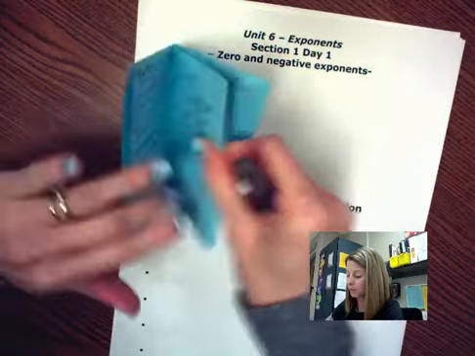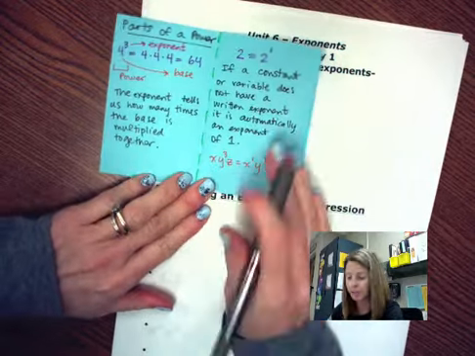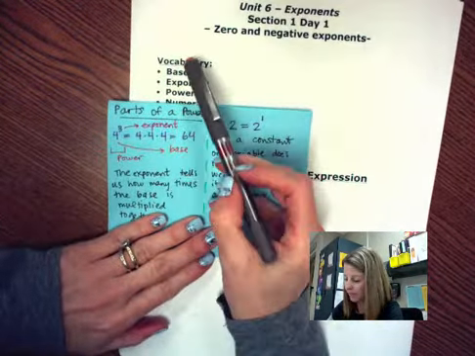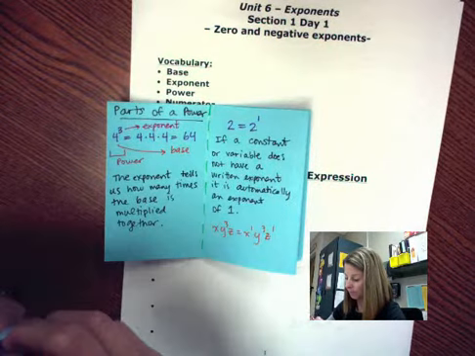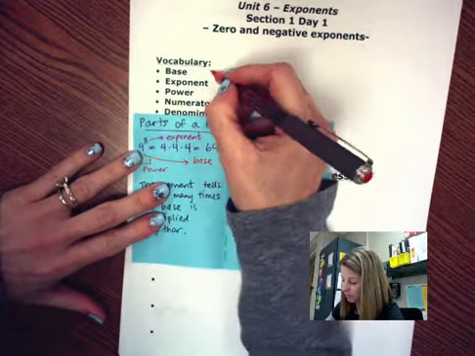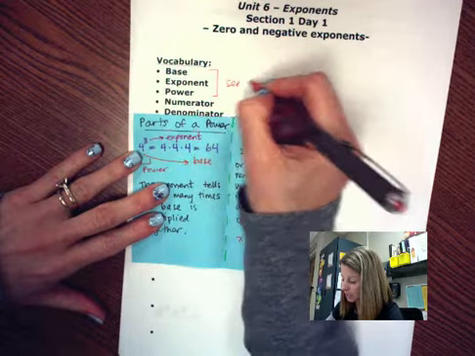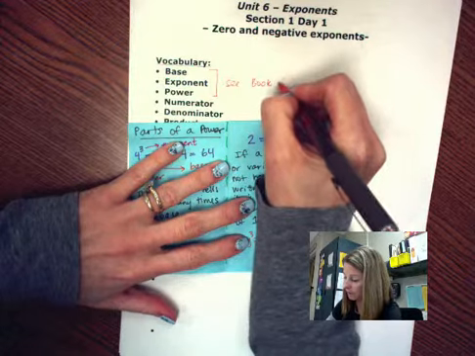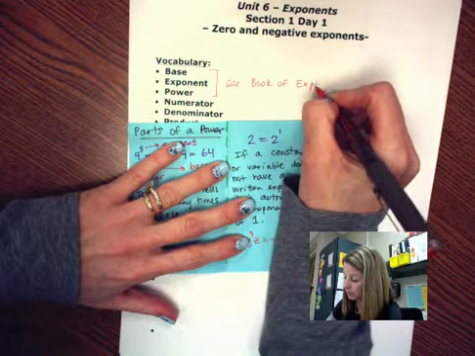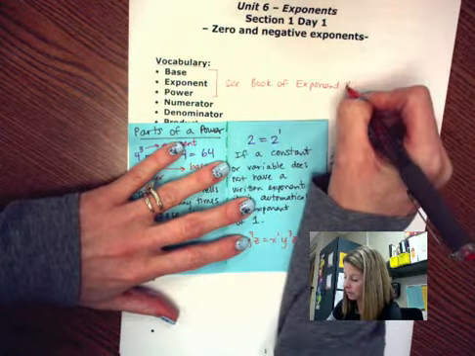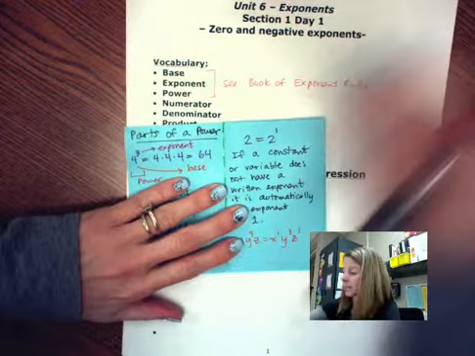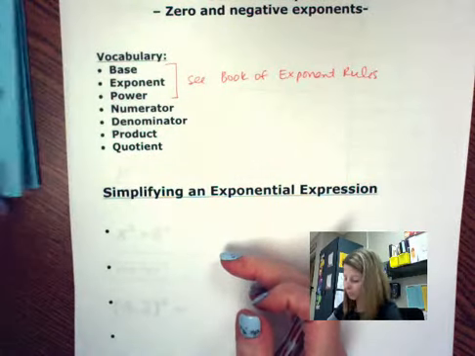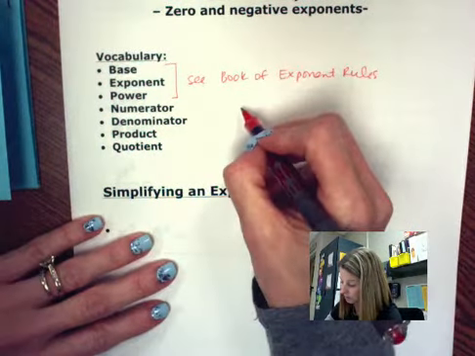So if you would open your exponent book to the first couple pages, I have defined already for you right here base, exponent, power. Okay, so I'm going to write here C, we called this Book of Exponent Rules. And that way you can go back and take a look at that. Then numerator, denominator, product, and quotient.